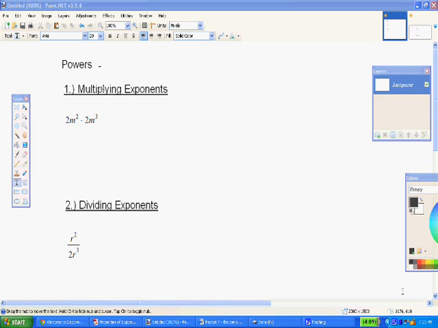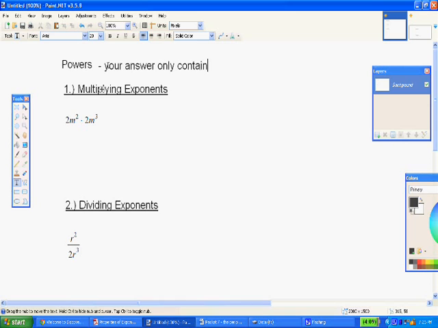So this lecture is about powers or properties of exponents, and the purpose of this lesson is to teach you how to simplify your answer. Now, for pages 38 and 39 in your packet, which you're going to be doing the odd numbers of, you need to make sure that your answer only contains positive exponents.